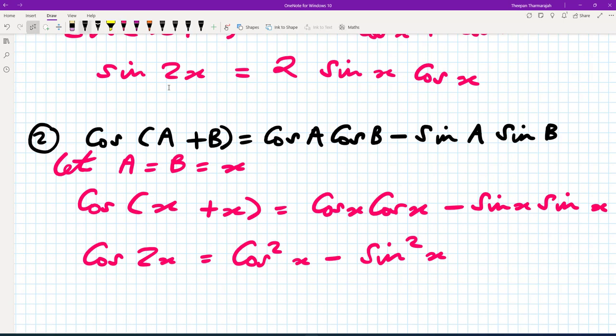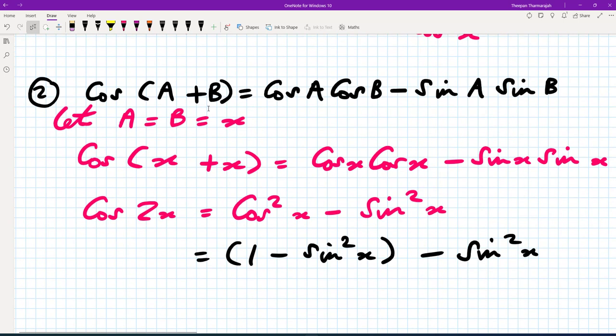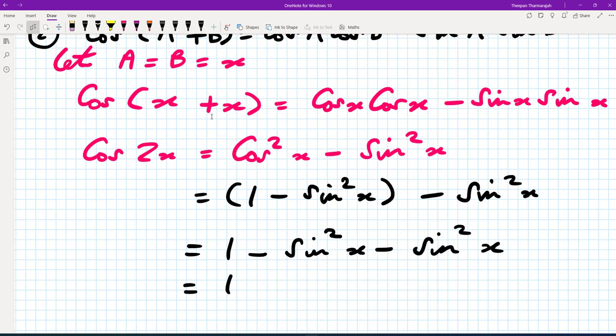And what we can do is, that's the first identity, and then we can replace cos squared with 1 minus sine squared x, minus sine squared x, and we're going to get 1 minus sine squared x minus sine squared x, which is 1 minus 2 sine squared x, which is the second formula for cos 2x.